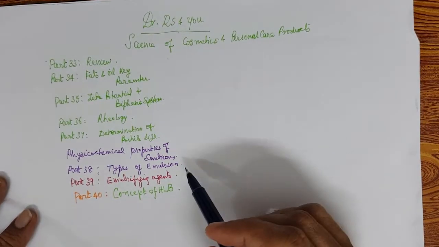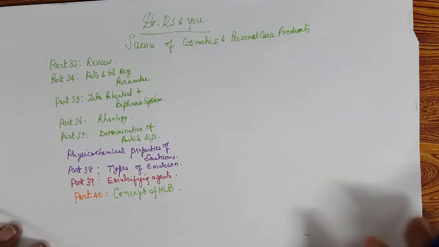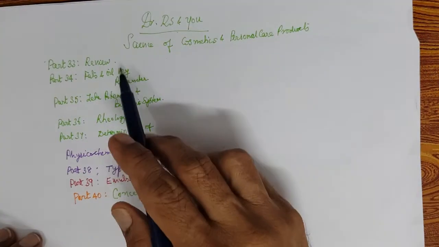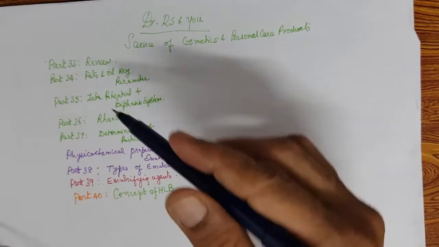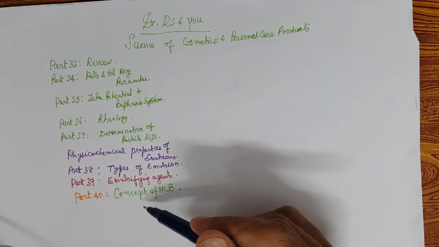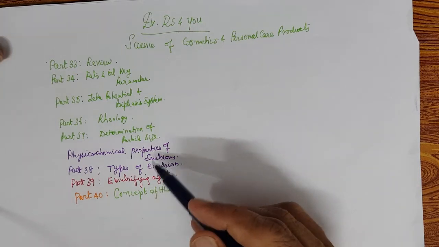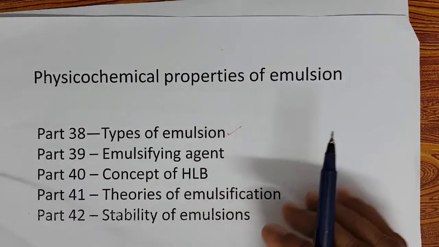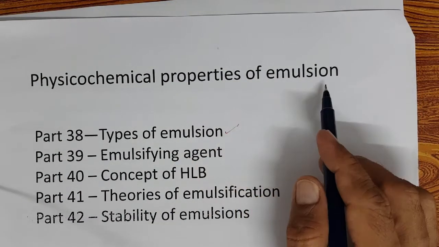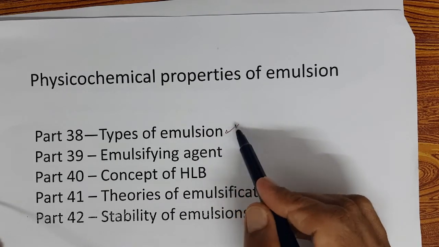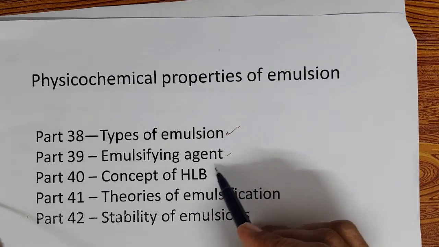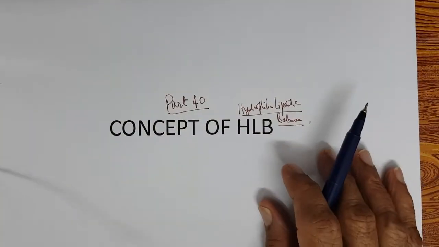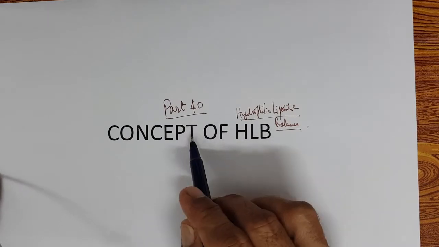Today we will be going to part 40, the concept of HLB. We have done 32 parts, and in 33 we had the review till 32, and we are having part 40 today, the concept of HLB, right? In the physico-chemical properties of the emulsion, we have discussed types of emulsion, emulsifying agent, and today the concept of HLB, part 40.